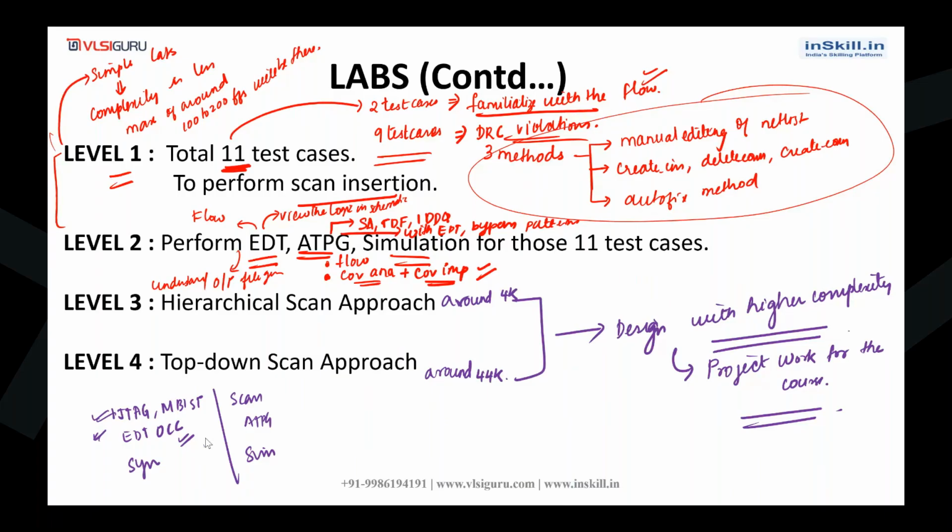Level 3 projects are hierarchical scan, and level 4 projects are top-down approach. For level 3 hierarchical scan, we'll be covering some more additional concepts, like what is called a scan wrapper. The scan wrapper concept we will cover.